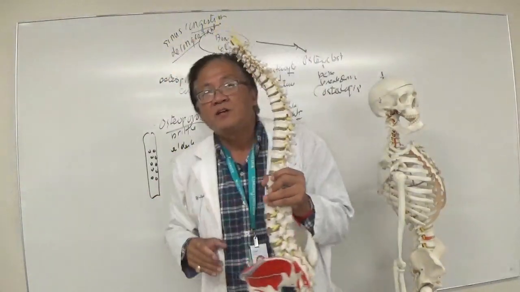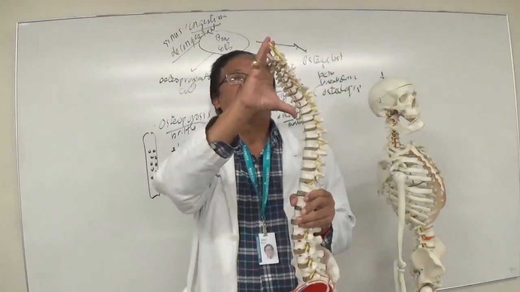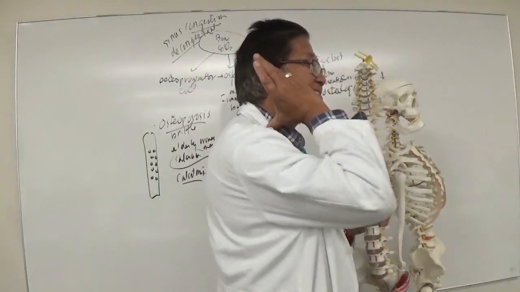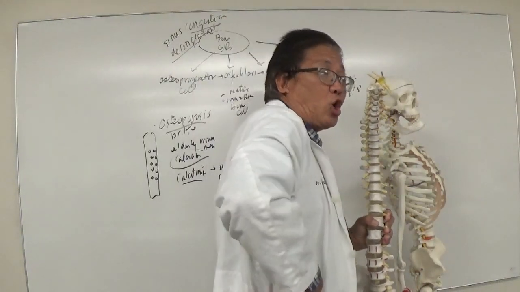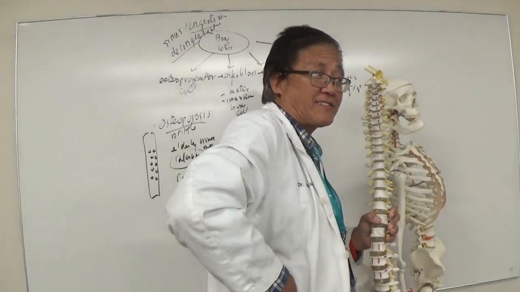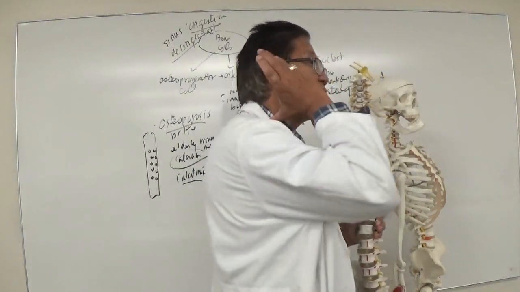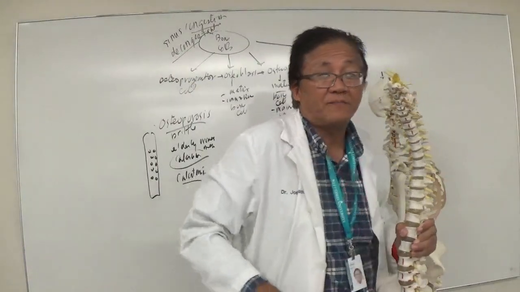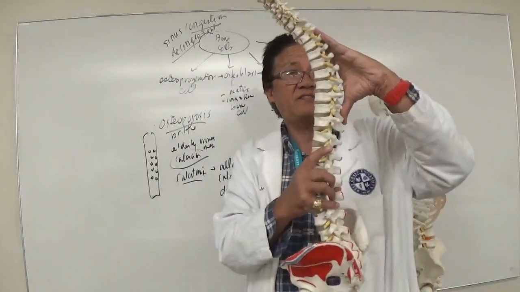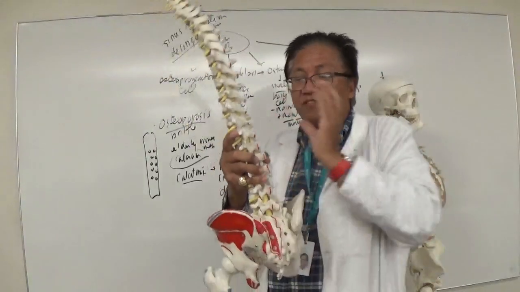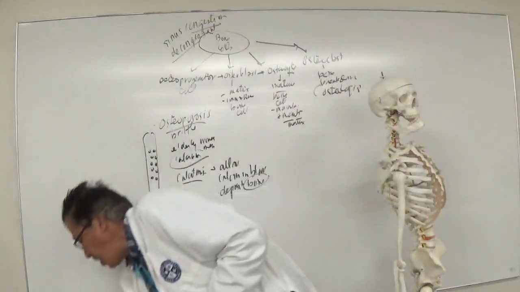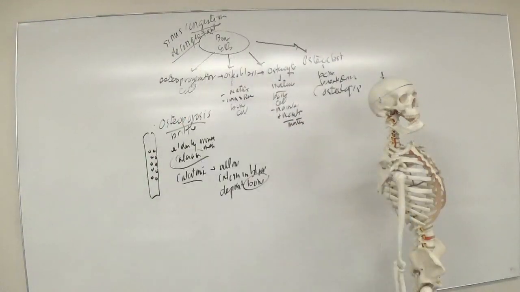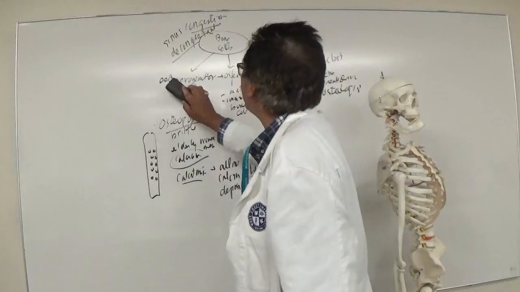Now, we know also for a fact that these have curves, right? If you look closely at my spine, cervical and lumbar what? Lordosis, like Lord of the Rings. L-O-R-D-O-S-I-S. Cervical, lumbar lordosis. What about thoracic and sacral what? Kyphosis. See the curves here? Now, these curves, as we know, let's get the eraser, okay?